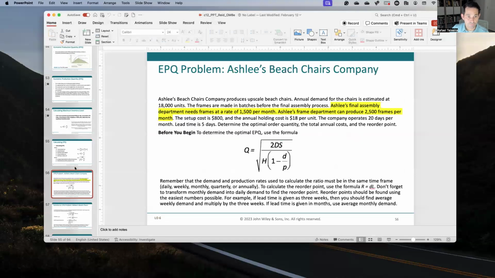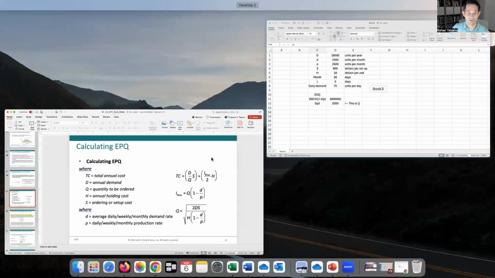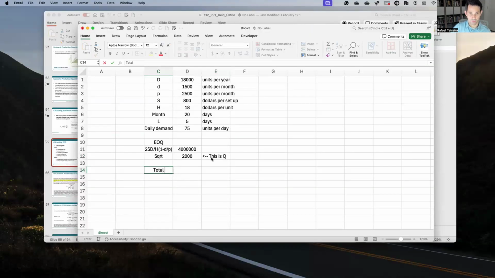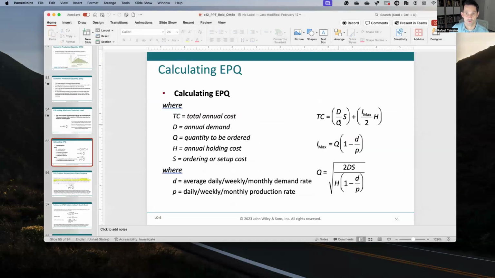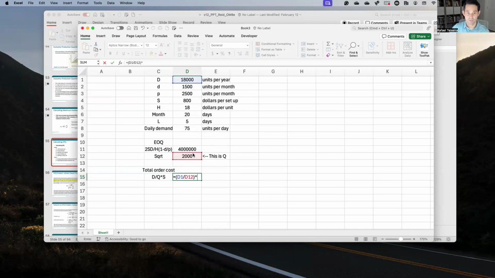Okay, what else are they asking here? The total annual cost. Let's do it by parts. Let's do the total order cost first. The total order cost is the same as in the EOQ formula: annual demand divided by Q times S, the cost to place orders. So that's my annual demand divided by my optimal quantity times the setup cost, then my total holding cost.